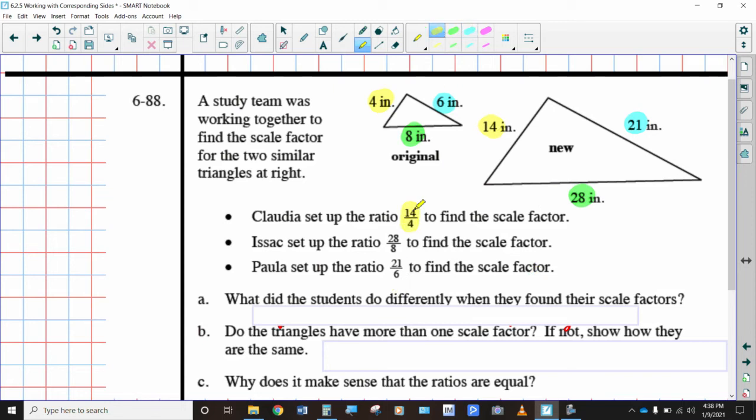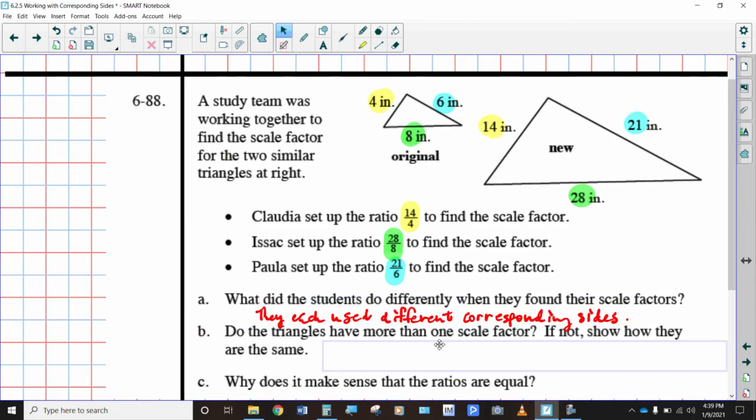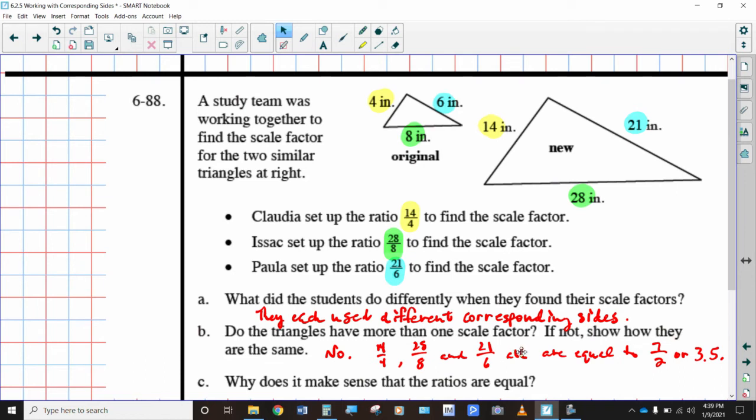So you can see what they're doing here. They're taking the ratio of the corresponding sides, the new over the original, exactly how the formula was written up. Here we've got 28 over 8, new over the original, and here we've got 21 over 6, the new over the original. So what did the students do differently when they found their scale factor? Well, they just used different corresponding sides. Triangles have more than one scale factor, and if you simplify each one of those ratios, 14 over 4, 28 over 8, and 21 over 6 are all equivalent to 7 over 2, which is the same as 3.5. So no, they all have the exact same scale factor.